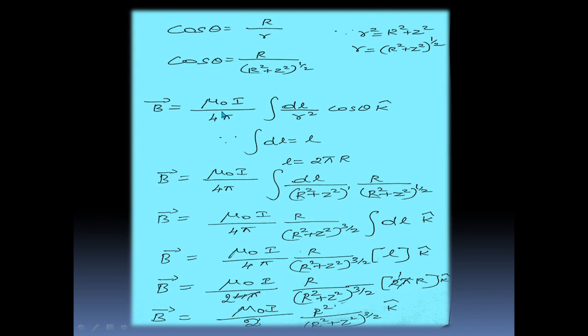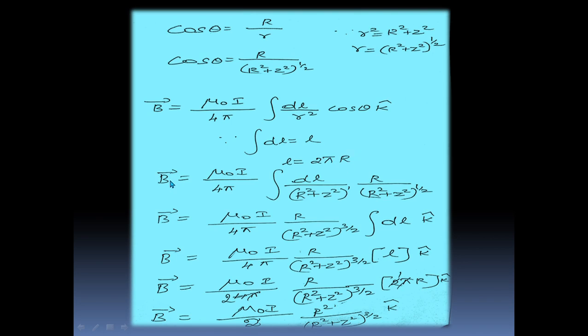B vector is equal to mu naught I divided by 4 pi integration of dl by r square into cos theta into k cap. Here, integration of dl is nothing but L. L is not a length, it is the circumference of the coil. L is equal to 2 pi r, the circumference of the coil.